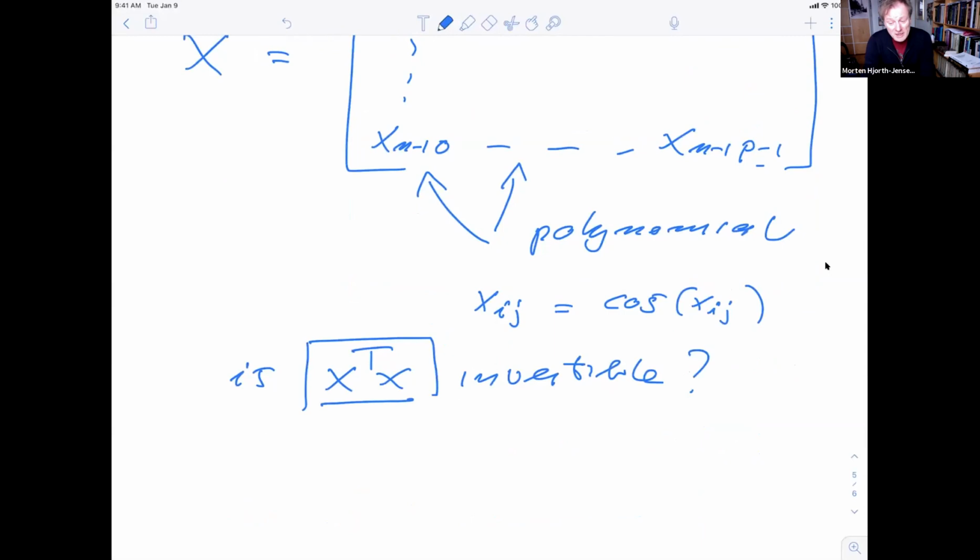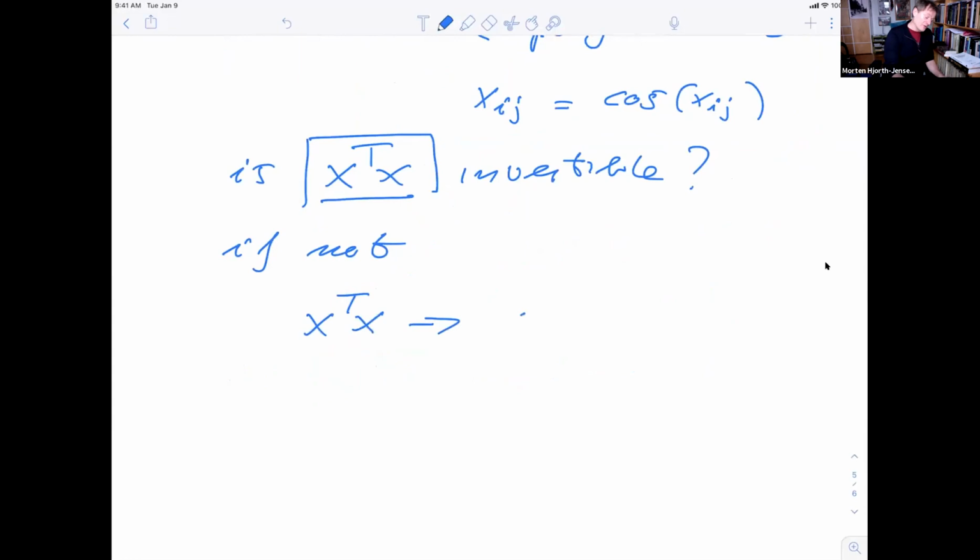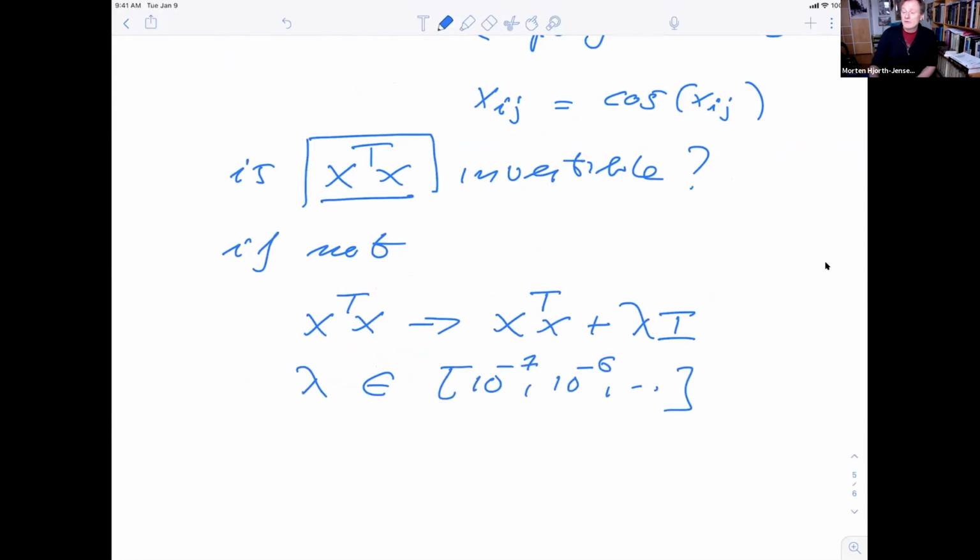So what you're writing is actually the way you can do that. You would calculate the pseudo-inverse, or you would use singular value decomposition. Exactly. But the simple cheat is actually to add something along the diagonal. What you could do is rewrite X^T X as X^T X plus lambda times a diagonal matrix, where lambda could typically be a small number, say 10 to the minus 7 or 10 to the minus 6. And then you can invert the matrix. This actually leads to what's called ridge regression.